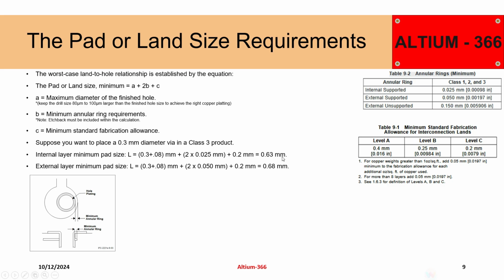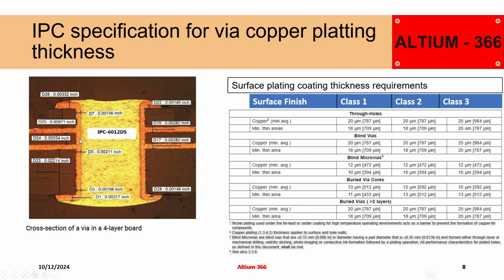So that's how you can calculate the value as per the IPC specifications, and you can send it to your PCB manufacturer, and he should fulfill it. And when he gives you the PCB test report, you can check all these measurements, whether this plating is according to this specification or not, and whether the annular rings, external and internal, are according to the specifications or not.